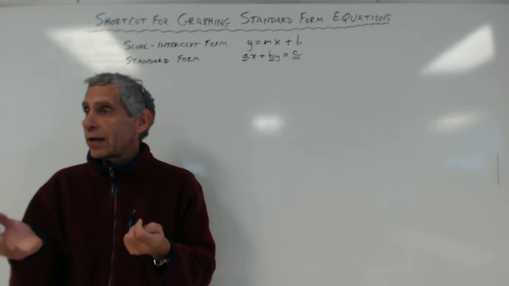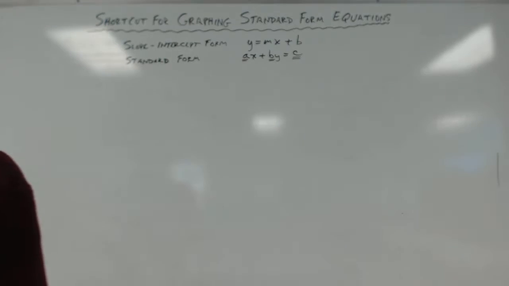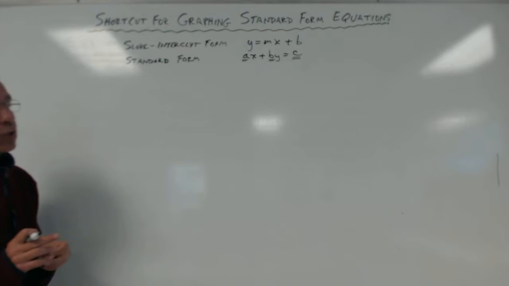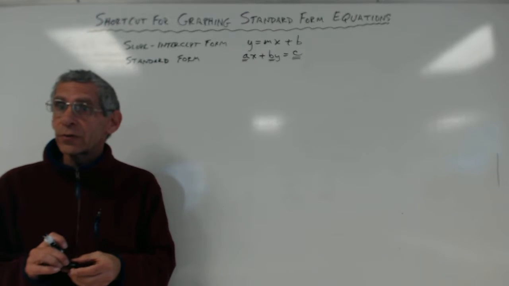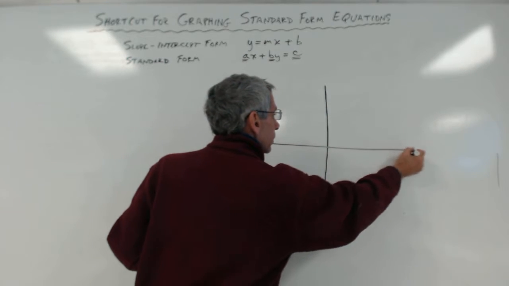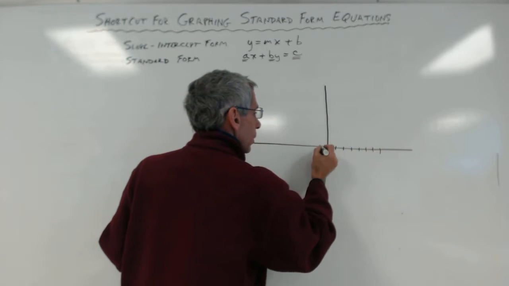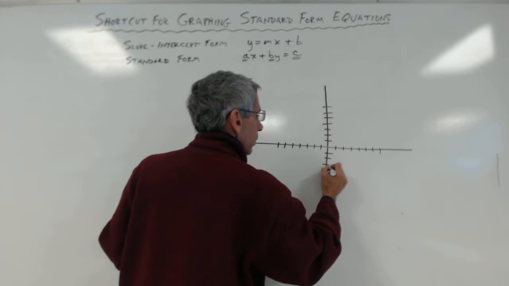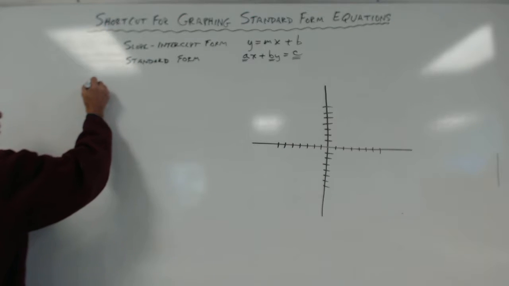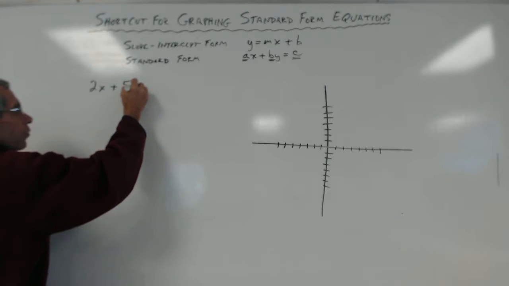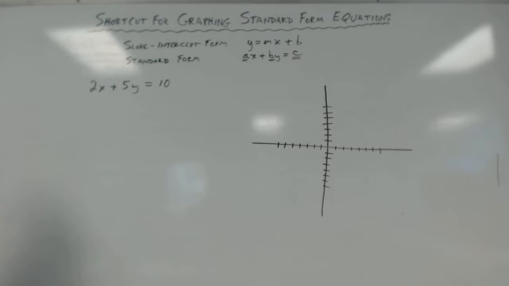And so an easy way to graph them is to use your x and y intercepts. So you should write both of those down. This is what I'm going to suggest you do. Here's a graph. All right, if I gave you 2x plus 5y equals 10, this is what I'm going to suggest you do.